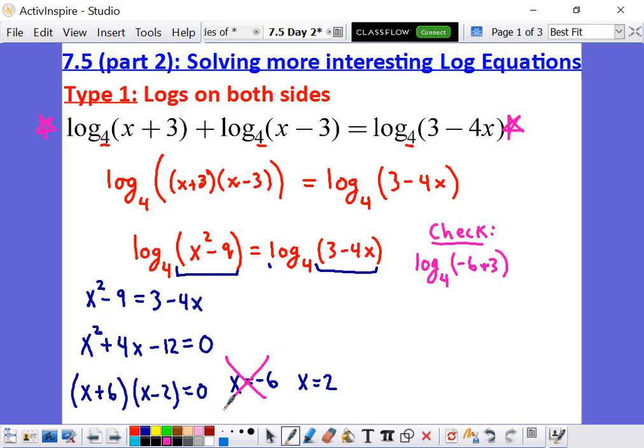Now let's check the next one. I'm going to use x equals 2 this time. I get log base 4 of 5 plus log base 4 of negative 1. And there you go. When you use x equals 2, you'd have to take the log of a negative value again, which is no. We cannot do that. So we actually reject x equals 2 as well. Since we rejected both of our solutions, we would say that this problem has no real solution.